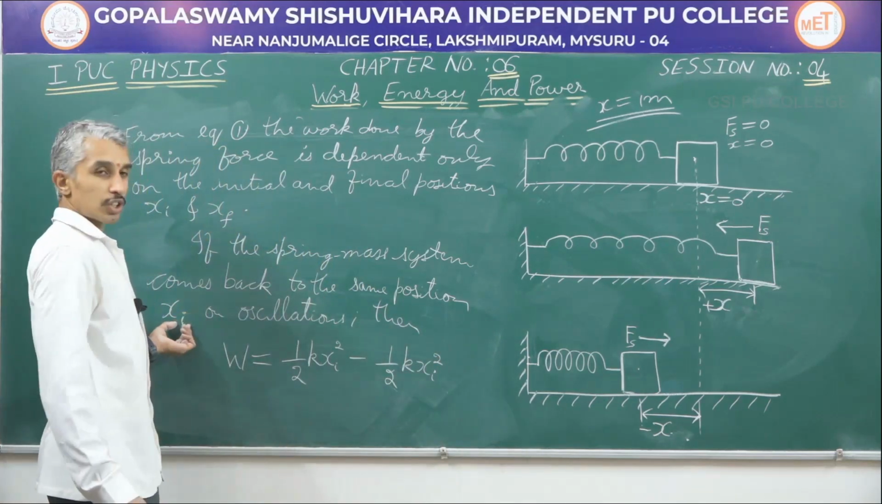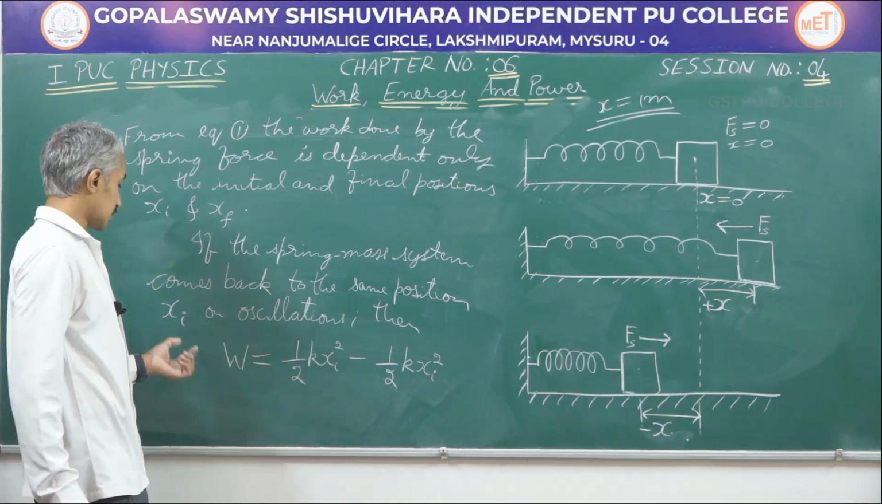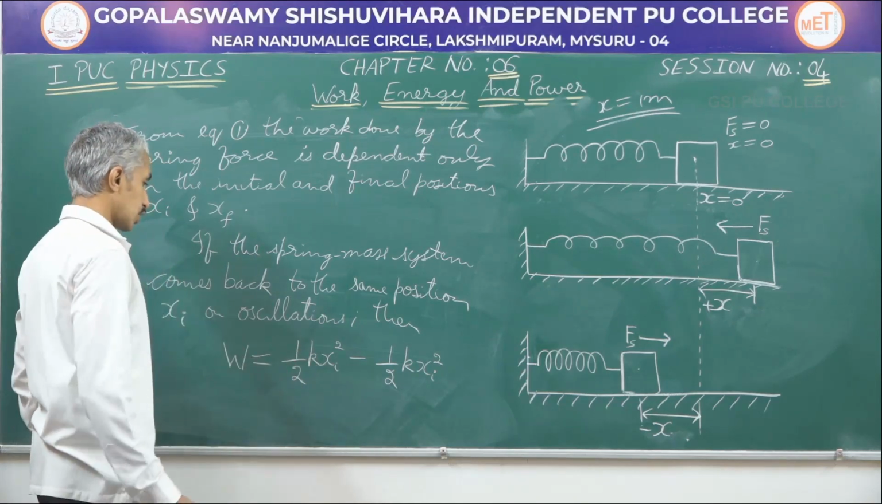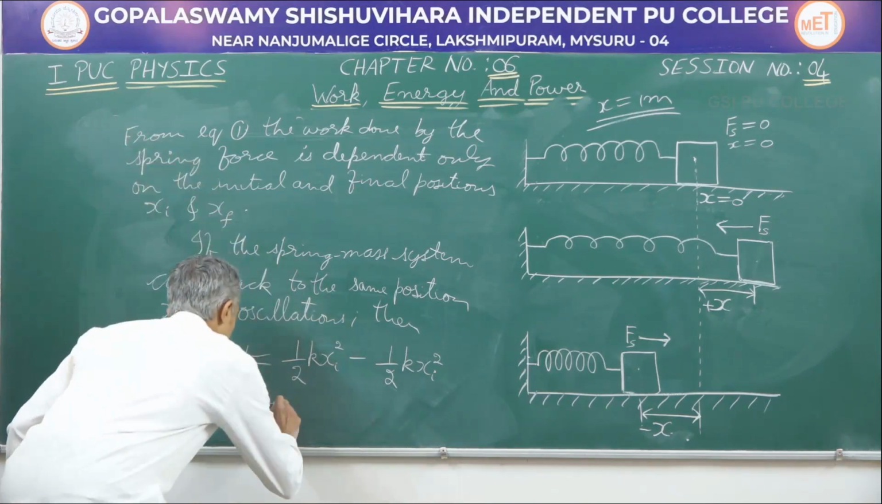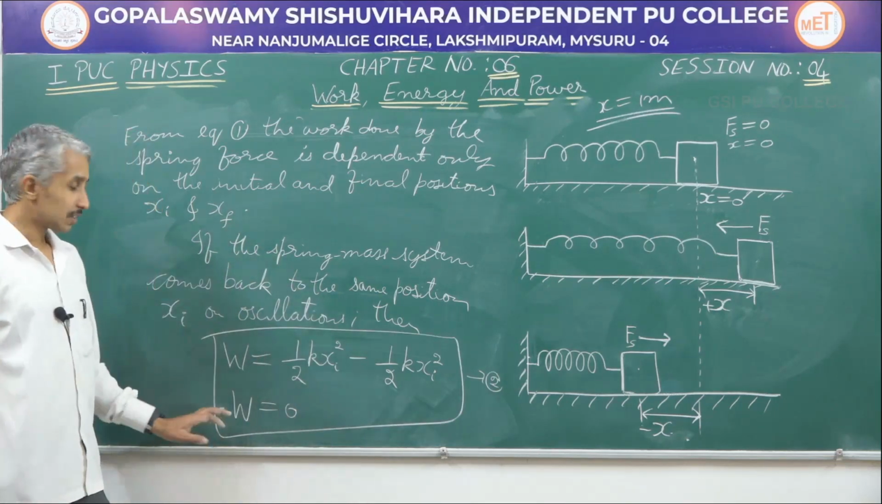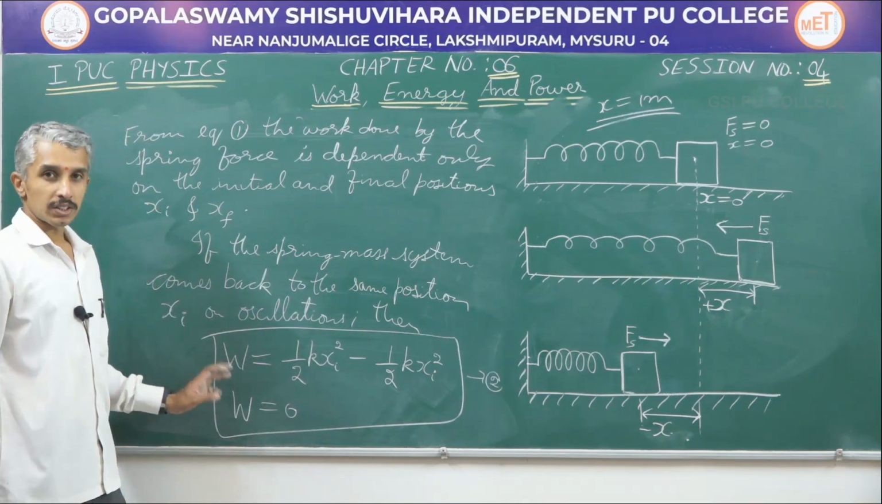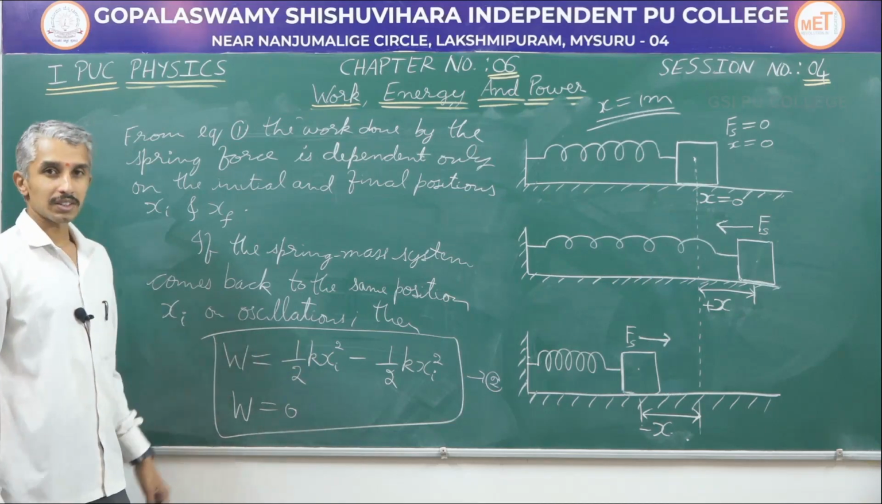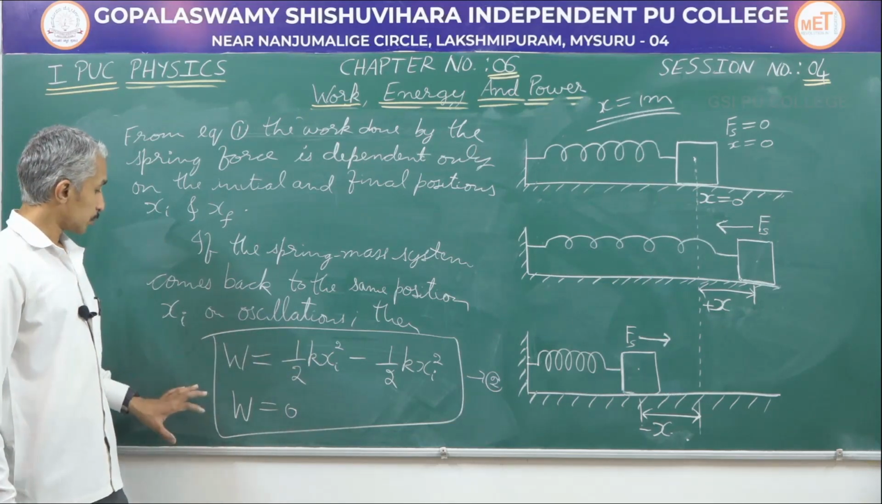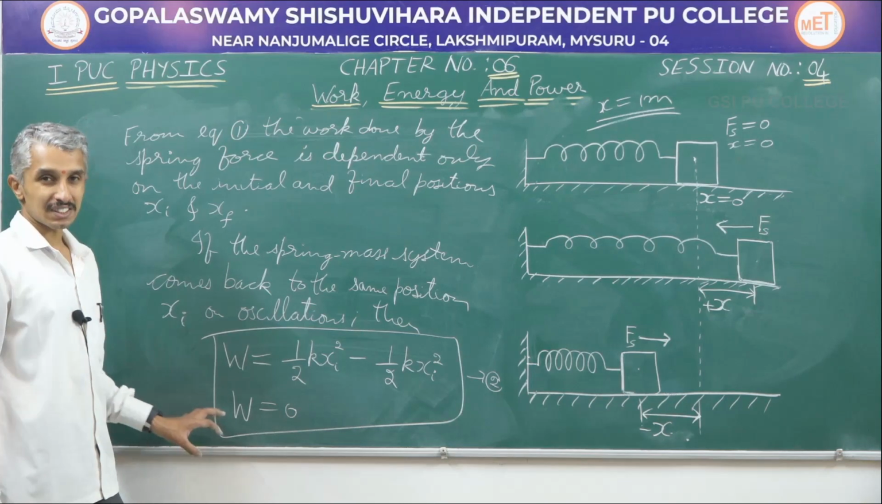So, if it is coming back to the same position, then the final position and the initial position are the same. So, half k xi square minus half k xi square is going to be 0. So, what does this say? The work done by a conservative force over a closed path is 0. Now, I have finally proved that the spring force is conservative.